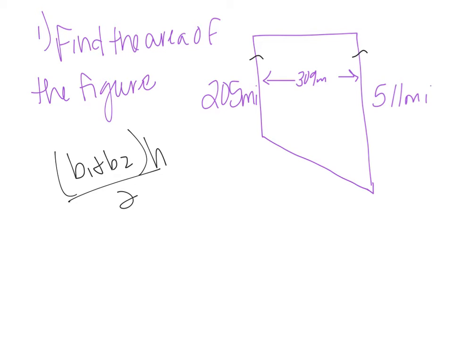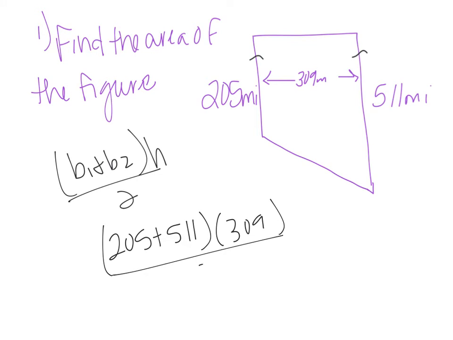So basically what we're going to do in this particular question is add 205 to 511, times that by 309 and divide that by 2. And if you plug that into a calculator and get the final answer, you will get 110,600 miles squared. Remember that we're doing area, so we have to square our units.